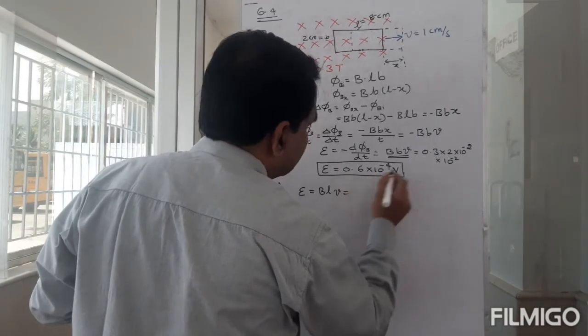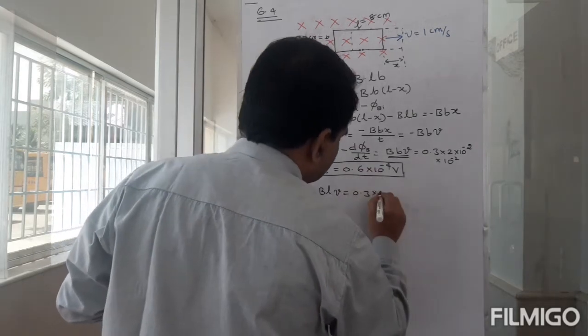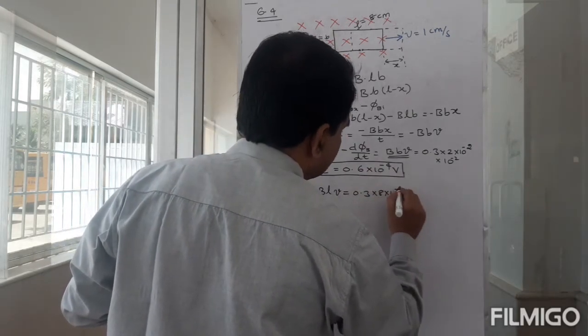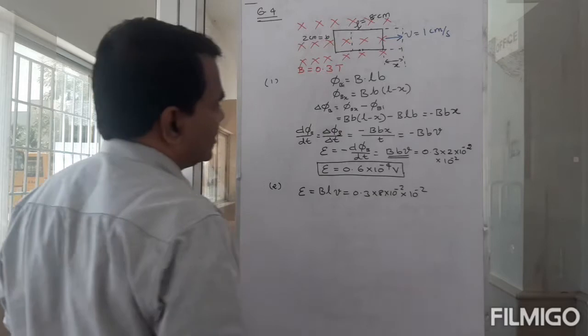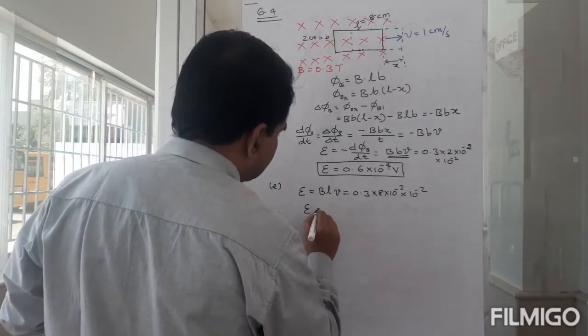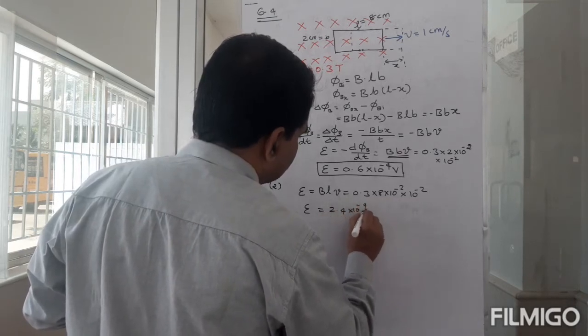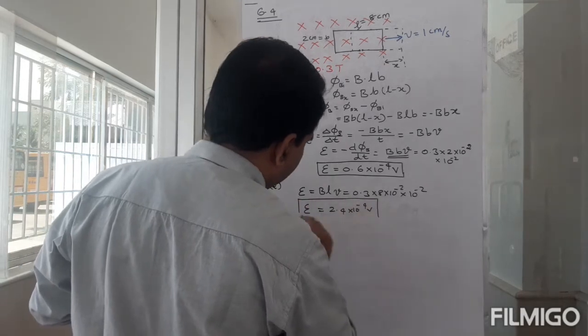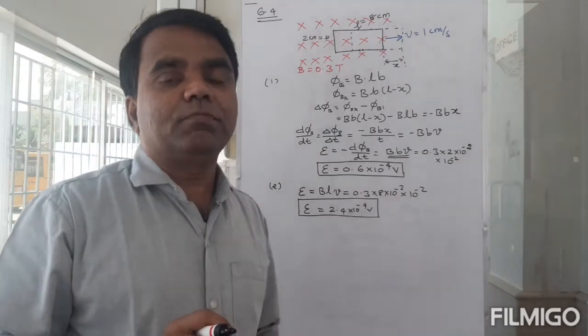So you are going to have 0.3 into, instead of 2, I am going to have 8, 8 into 10 power minus 2. And V will be the same, 10 power minus 2 meters per second. And in this case, my E is going to be equal to 2.4 into 10 power minus 4 volts. Okay, hope this is clear to you. Problem 6.5 is very easy, a straightforward application of the formula.